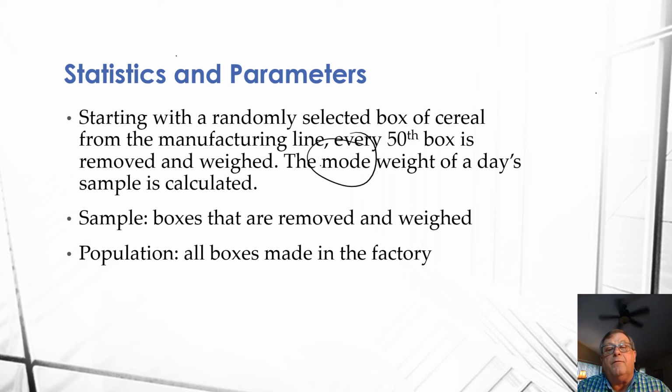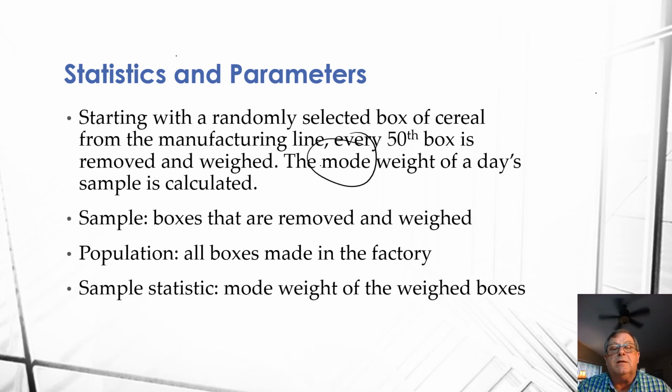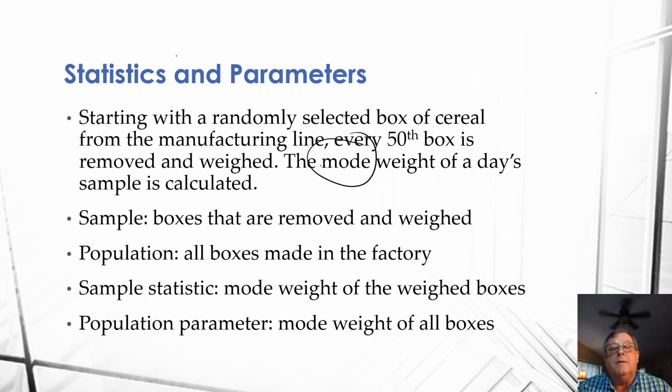Okay, so we have a sample. Every 50th box is being pulled and weighed. It's random. Let's see, what about the sample statistic? Well, the sample statistic is going to be the mode weight of all the boxes, and that's from the sample. Sample statistic: mode weight of all the weighed boxes from the sample. And what about the population parameter? Well, that would be the mode weight of all the boxes.